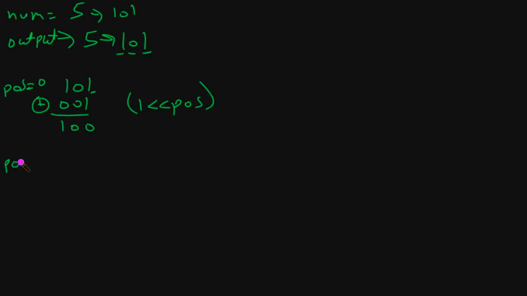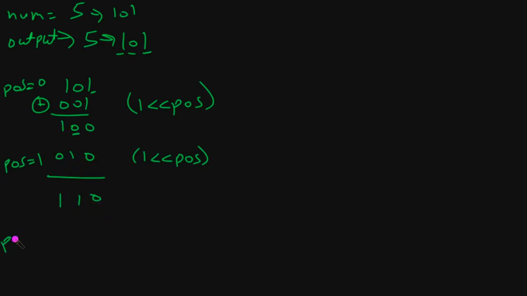Again, we increment the value of position, that is 1. We will XOR it again. So to get the value of the flipping bit, it will be 1 shifted by position. Now position is 1, then it should be 0, 1, 0. So when we XOR it again, it will be 0 XOR 0 is 0, 0 XOR 1 is 1, and 1 XOR 0 is 1. So basically it flips only this bit, all other bits are the same.